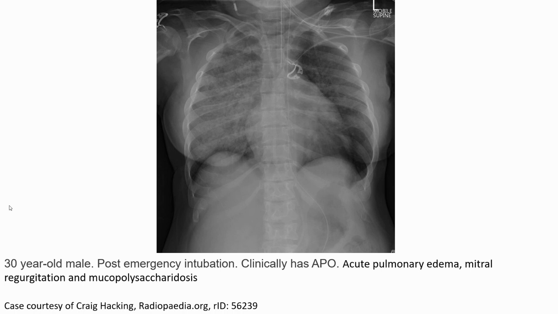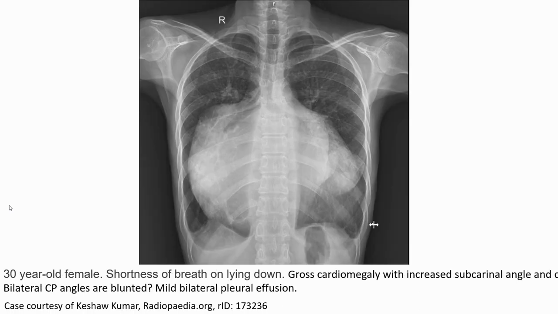This is a case of a 30-year-old male post emergency intubation, clinically acute pulmonary edema, mitral valve regurgitation, and mucopolysaccharidosis sarcoidosis case. This is a 30-year-old female with shortness of breath on lying down, gross cardiomegaly with decreased subcarinal angle, and bilateral costophrenic angles blunted, so the image shows bilateral pleural effusion.